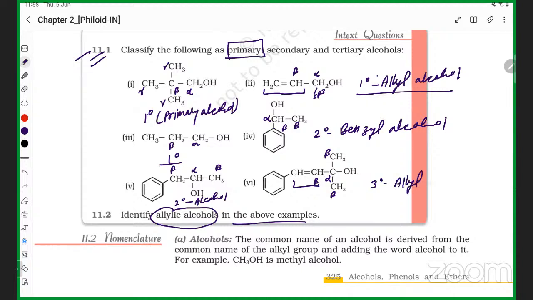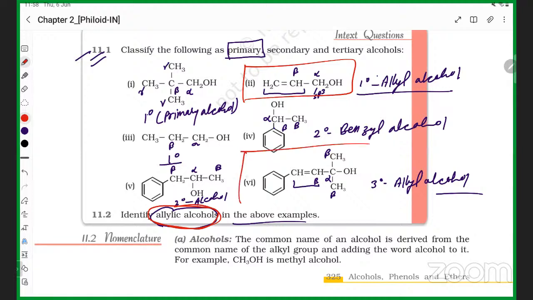3 degree allyl alcohol. Alcohol attached with sp3 hybrid carbon just next to carbon-carbon double bond. So 3 degree allyl alcohol this will be. So there are two allyl alcohols in this one. What are the two allyl alcohols? First one is this one, allyl alcohol, and second one, this is allyl alcohol.